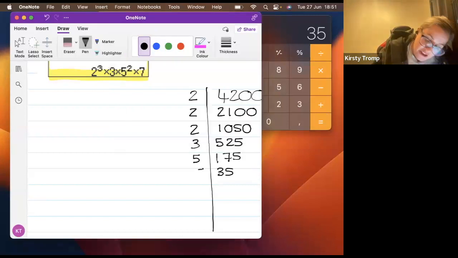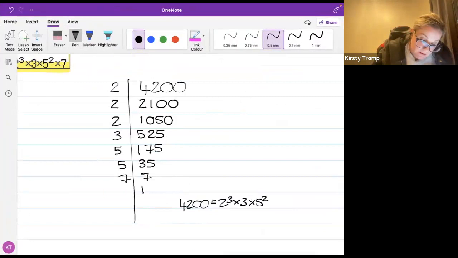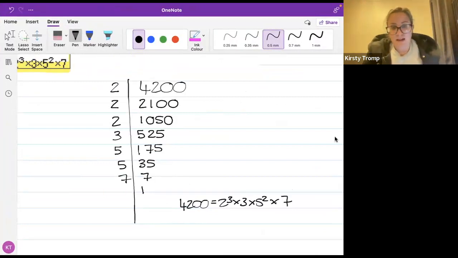Can I divide 35 by 5? Yes, I can. It's 7. 7 divided by 7 gives me 1. So that means that 4,200 is equal to 2 to the power of 3 times 3 times 5 squared times 7. All right, Litando, I hope that helped.